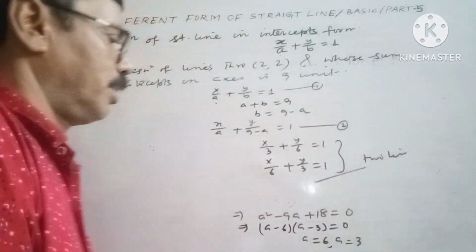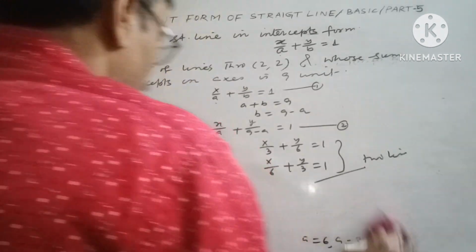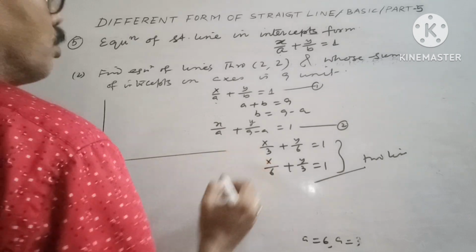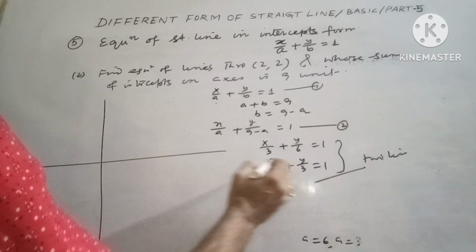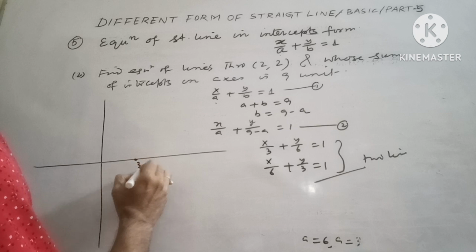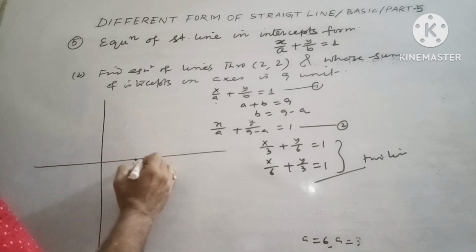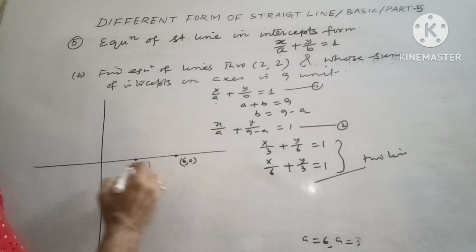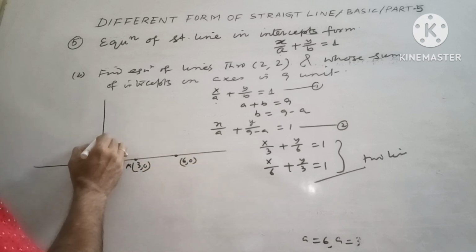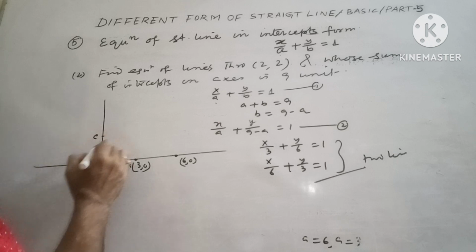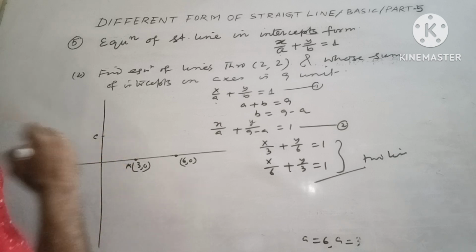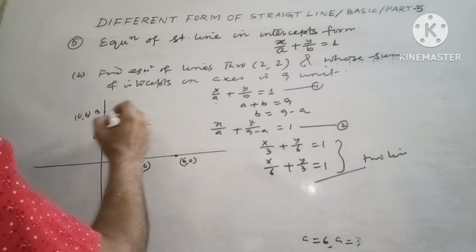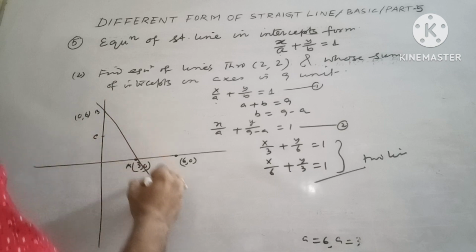Now why are we getting two lines? Look, it will be clear from the picture also. It passes through (2, 2). What are the intercepts? One is (3, 0) and this is (6, 0). So this is A, this is B, (0, 6). So you are getting one line.